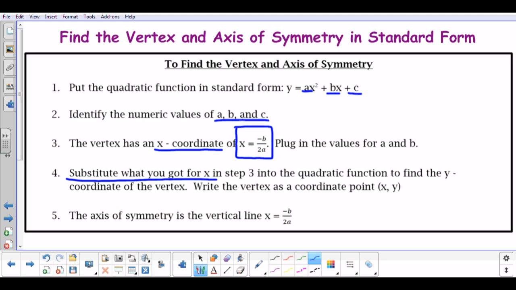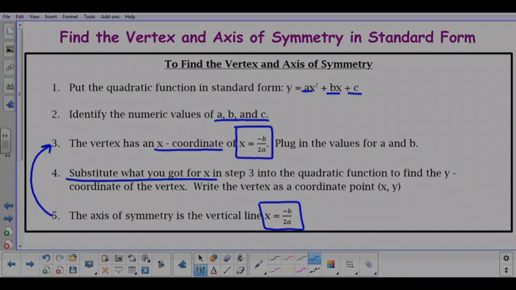And then in step 5, we can find our axis of symmetry, and that actually comes from what we did in step 3. That is the same as the x equals negative b divided by 2a. So it's, remember, the x-coordinate of our vertex. So let's look at a couple of examples of finding the vertex and axis of symmetry.